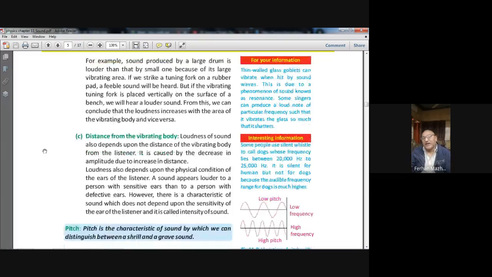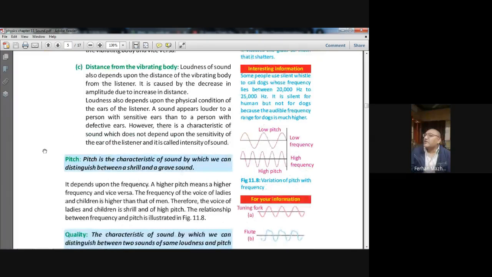The third factor is the distance from the vibrating body. The loudness of sound also depends upon the distance of the vibrating body from the listener. It is caused by the decrease in amplitude due to increase in distance.